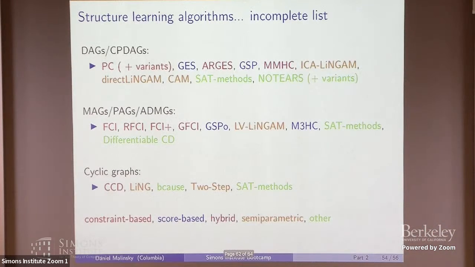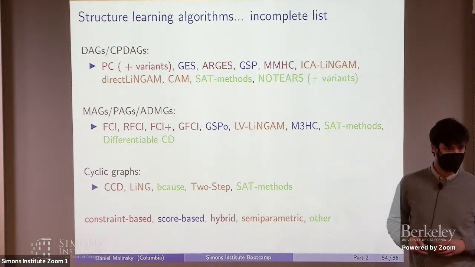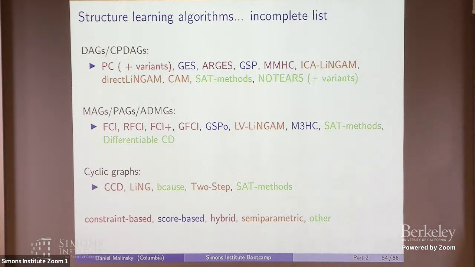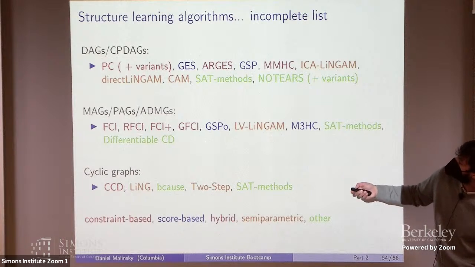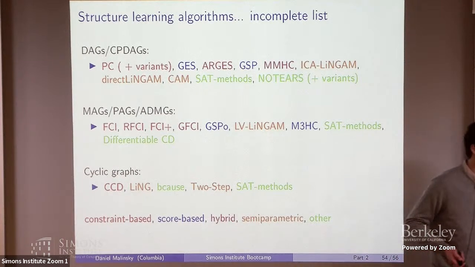And then I have a couple of slides at the end with a non-exhaustive list of different kinds of algorithms in the space of causal discovery, color-coded by my personal color coding scheme. So we have approaches that learn DAGs and CPDAGs. We have approaches that learn MAGs or PAGs or ADMGs of some sort. And we have approaches that learn cyclic graphs that I haven't had time to talk about today. And in each of these categories, you have things that are constraint-based, like PC and FCI, and CCD, which is cyclic causal discovery.